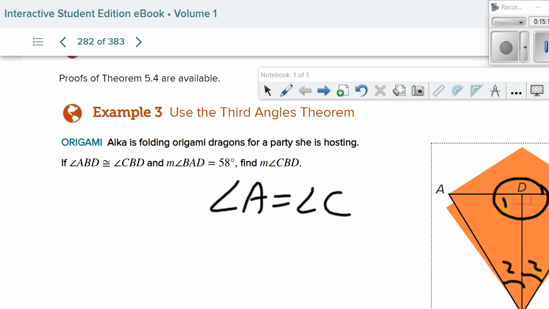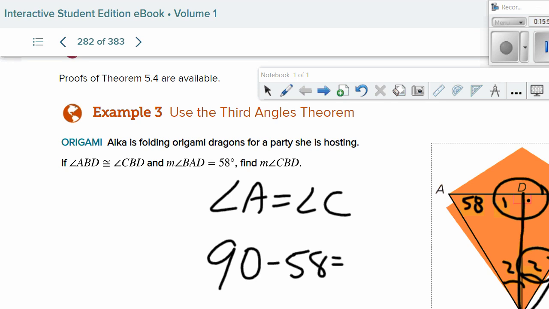So in this case, they want me to find what is angle CBD, okay? Well, they gave me some information here. Angle BAD is 58 degrees. So if that's 58, then this should be 58, by that third angles rule. And then that will let me get this angle down here, okay? So if this is 90, then these other two angles have to equal 90. So I should be able to take that 58 degrees and subtract it from 90, and I get that that angle's 32 degrees, okay?